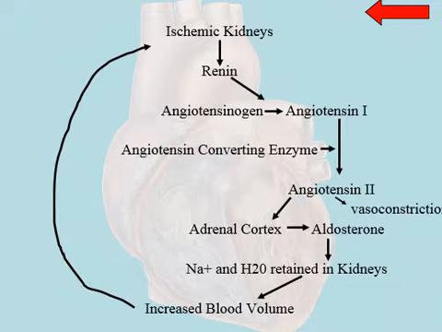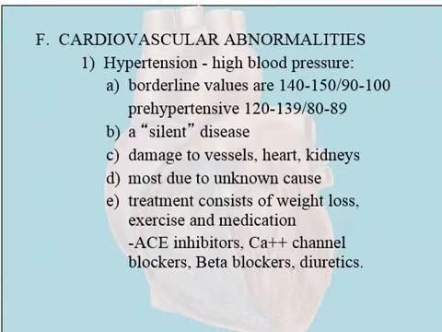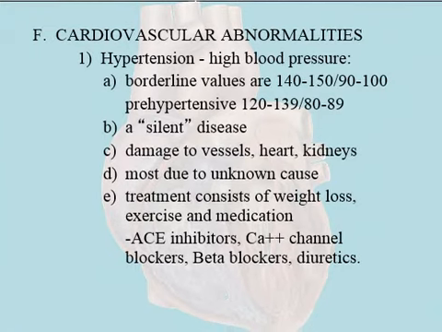Some cardiovascular abnormalities, some things that can go wrong with the cardiovascular system. We'll hit some of the major ones here, kind of the obvious ones. Hypertension, high blood pressure. Okay? Hypertension is high blood pressure. And we define hypertension as being, the borderline values are systolic 140 to 150, diastolic 90 to 100. That puts us at the borderline. Above that, right? We would say the person has hypertension.